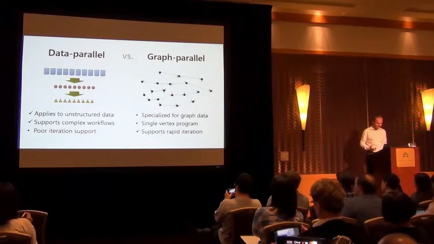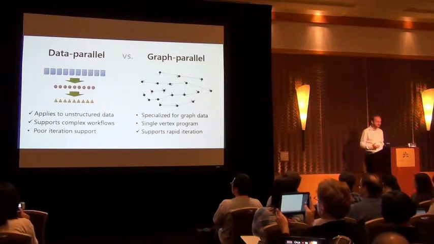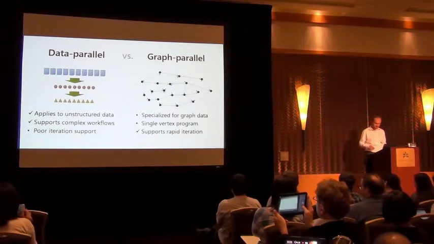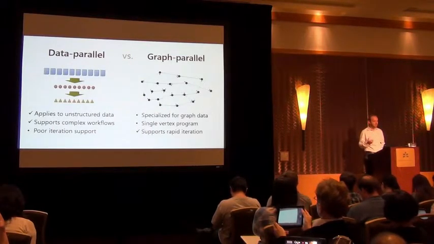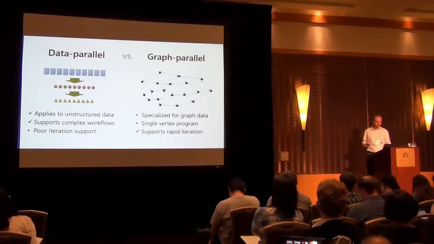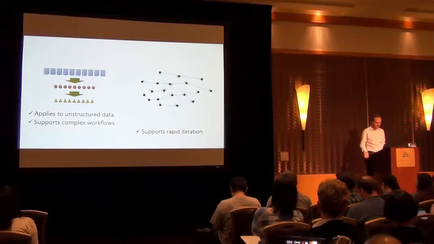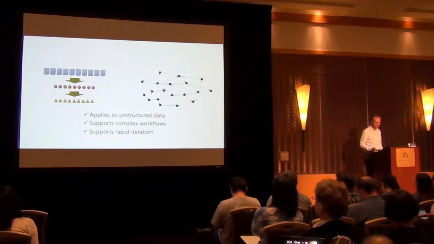The key benefit that a graph parallel system adds is first-class support for rapid iteration while relatively small changes are being made to the graph state. The bottom line here is that the two classes of system have historically been good for two very different things, but today I'm going to tell you how Naiad lets you have the best of both worlds.